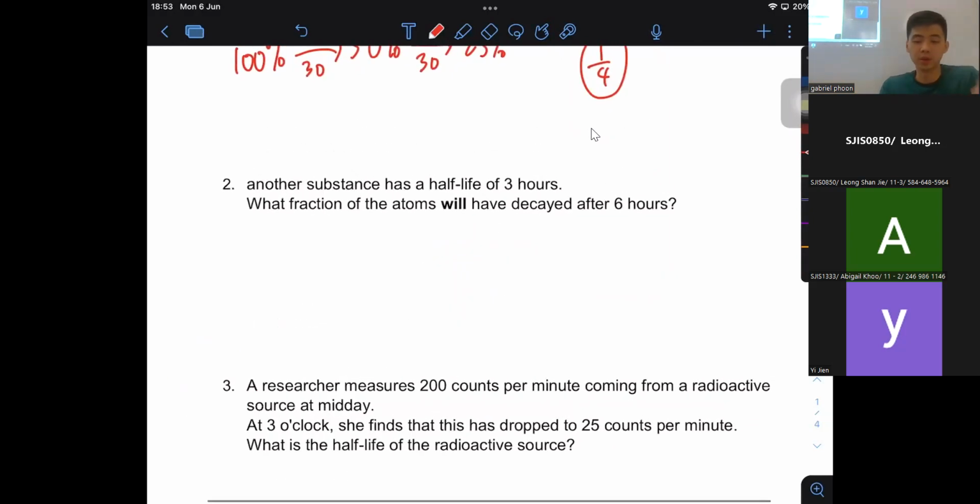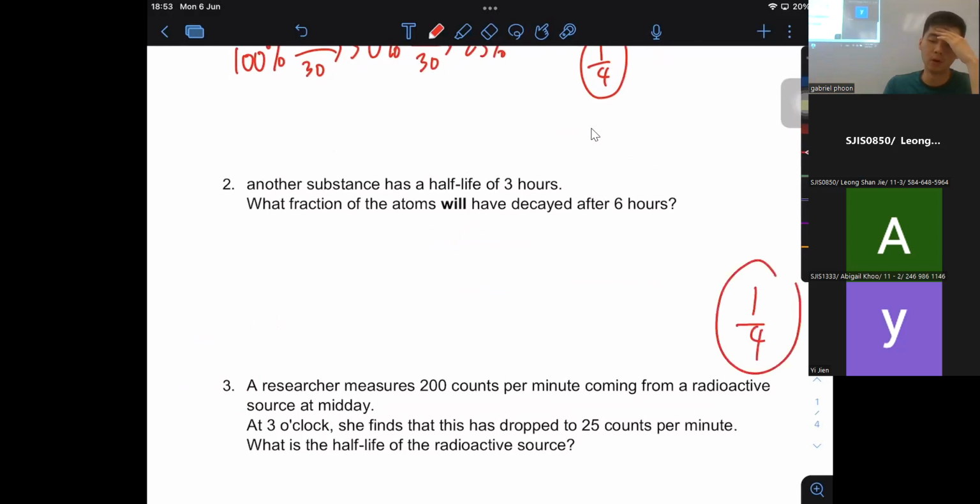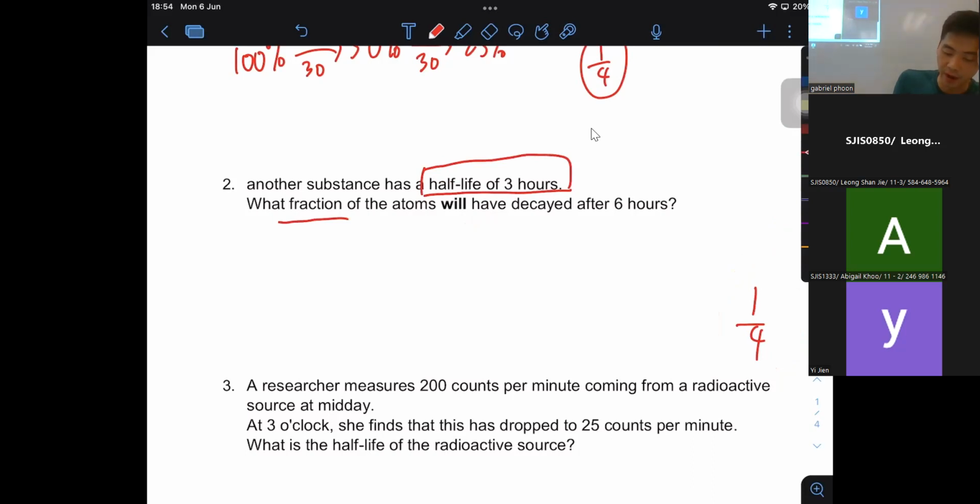Okay, if you look at this question here, most of you guys answered 1/4, which is absolutely the wrong answer, because it is what will have decayed away, guys. 1/4 is basically what is left, right? So in this question, it says another substance has a half-life of 3 hours. So this is the first piece of information I know. It decays by half every 3 hours. What fraction of the atoms will have decayed after 6 hours?